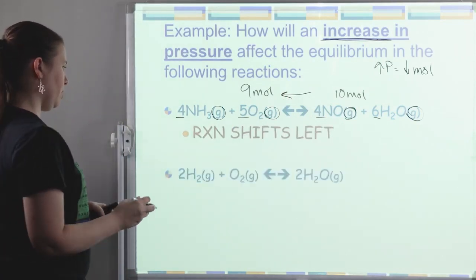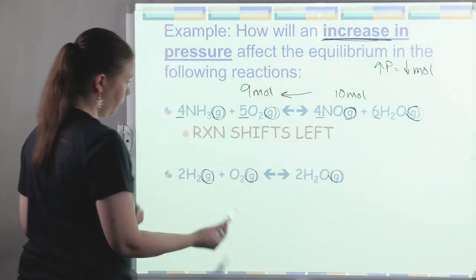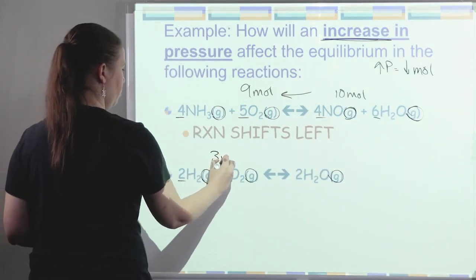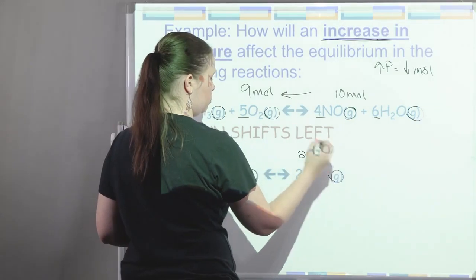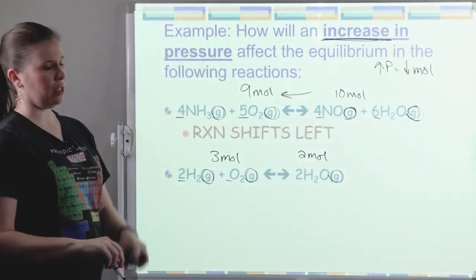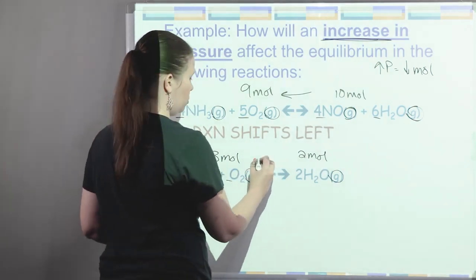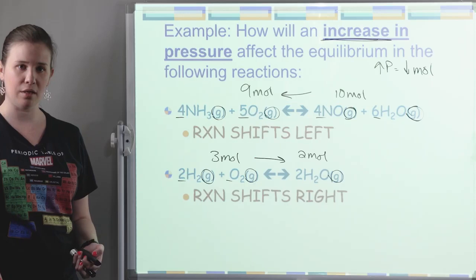Let's look at another one. Here again, I want to go through and make sure I'm only looking at the gases, and again, they're all gases. So on the left, I have 2 plus 1, so 3 moles, and on the right, I only have 2 moles. So if again, I'm increasing the pressure, then I would want the side with less moles. So in this case, that would be the product side. So I would shift to the right.